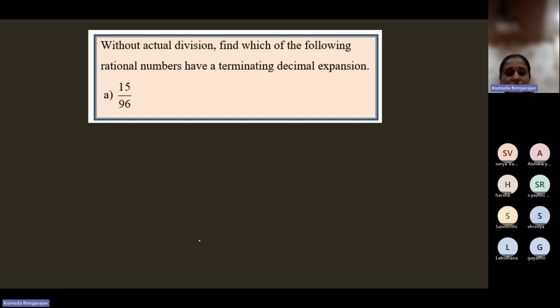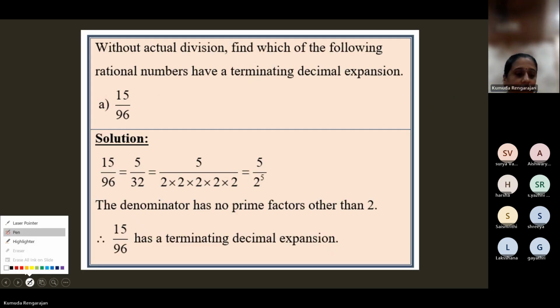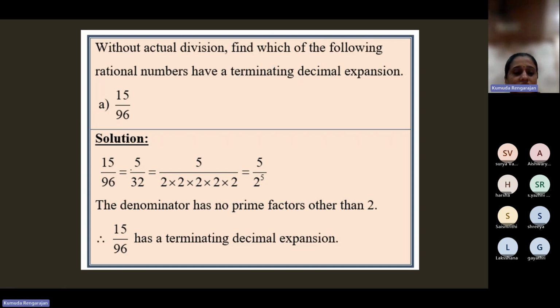See the steps here. This is the simplest form of 15 by 96, which is 5 by 32. Don't do anything with the numerator. Write the prime factorization of the denominator alone. Write the numerator as it is. So we have 5 by 2 to the power 5. The denominator has no prime factors other than 2. Therefore, it has a terminating decimal expansion.